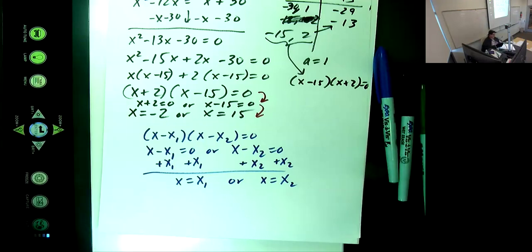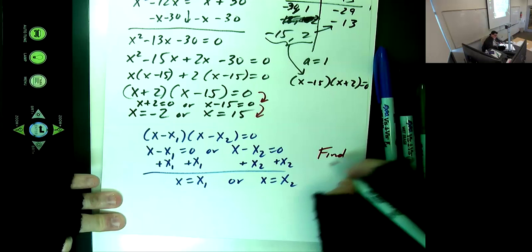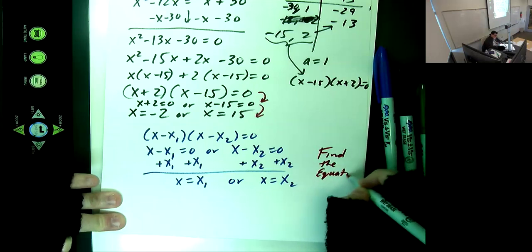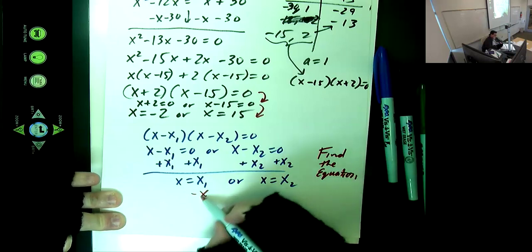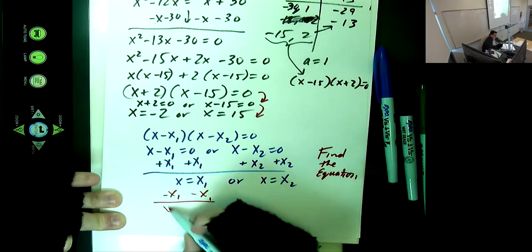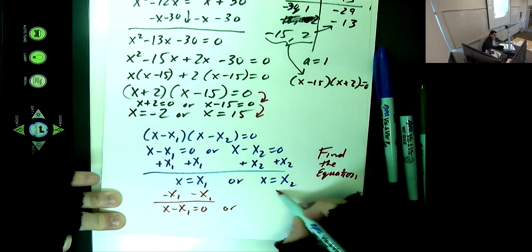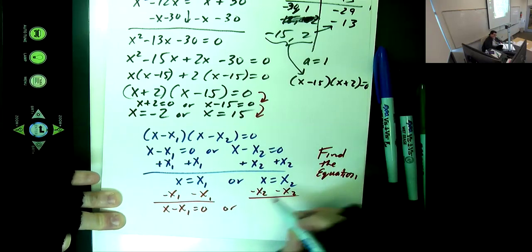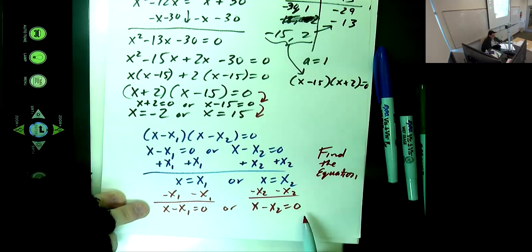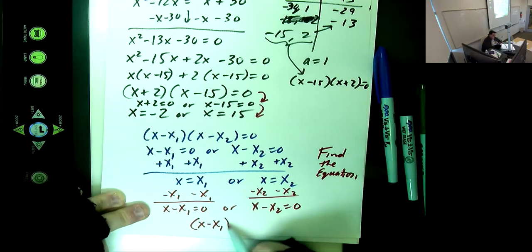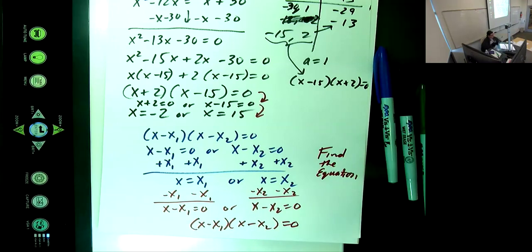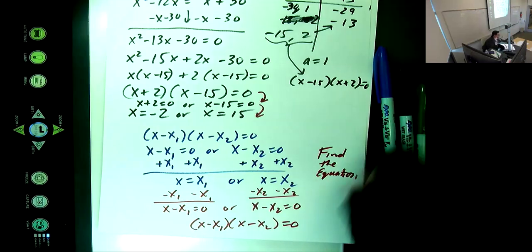So let's find the equation. I would subtract x1 from both sides, and I get x minus x1 equals 0, or subtract x2, and I get x minus x2 equals 0. And now that they both equal 0 and we have an or, we can put them together as one equation. That's working with x1 or x2.